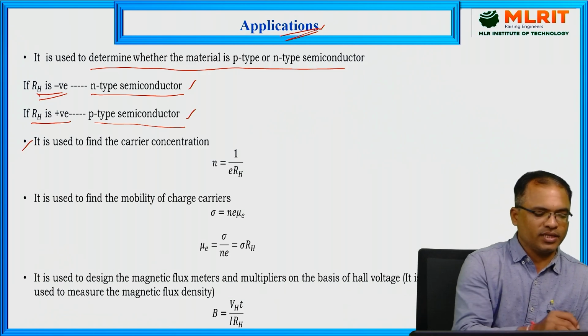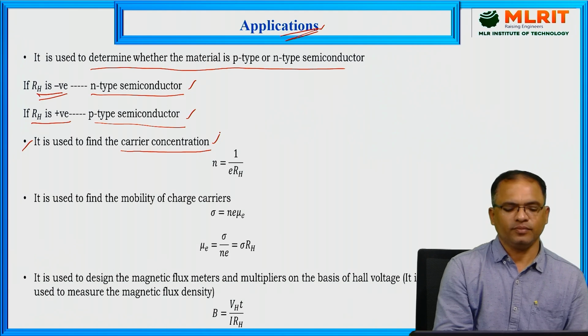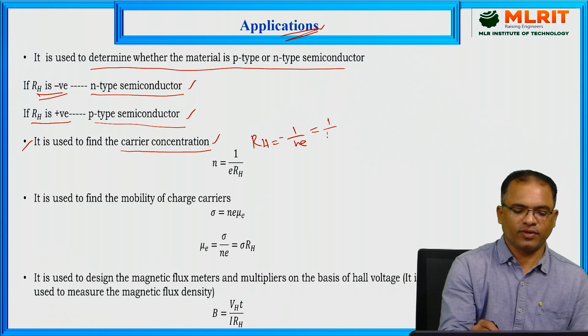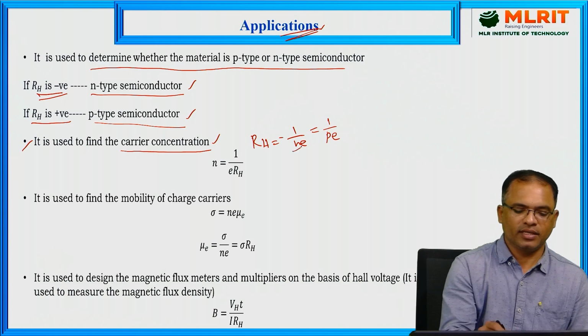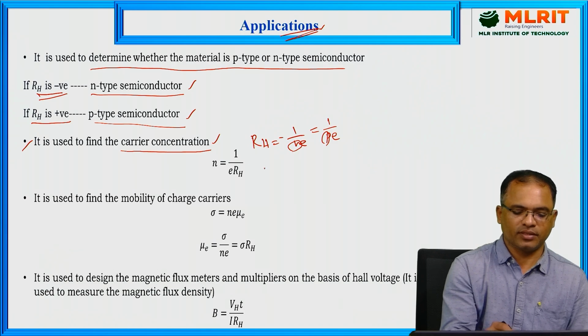The second one is, it is used to find the carrier concentration. We know the Hall coefficient RH is given by one expression, minus 1 by Ne. It is for electrons. If it is for holes, we can write it like this, 1 by P into E, where N is the number of electrons and P is the number of holes. For electrons, we can write N is equal to 1 by RH into E.